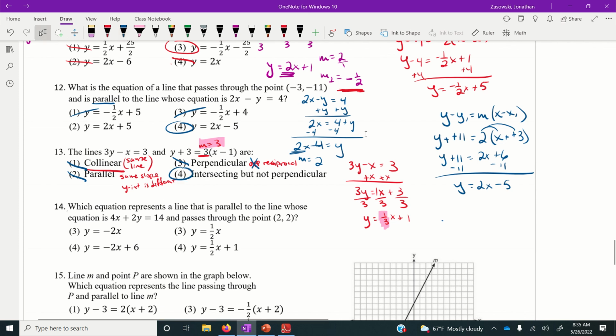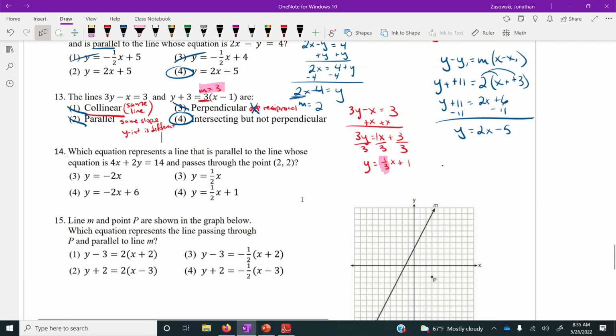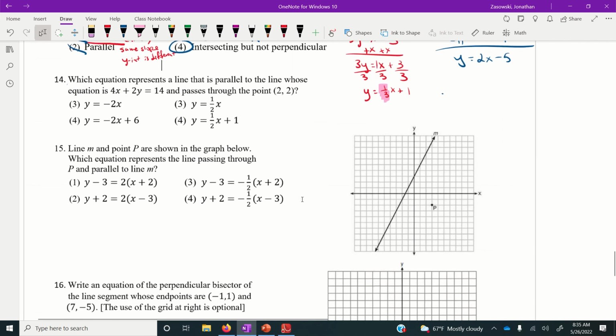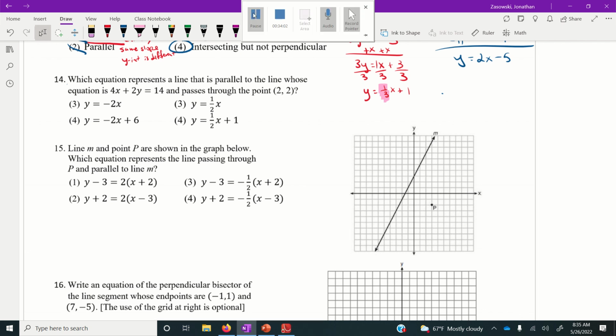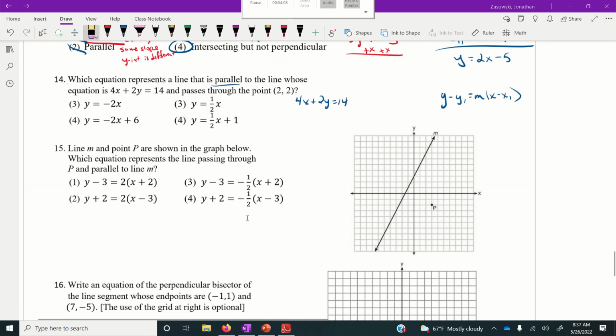All right. Okay. Same thing with number 14. So see if you can try number 14 on your own, and we'll take a look at it together. Let's go ahead and pause it. Try it for yourself. All right, and hopefully you picked choice 4. So let's take a look at it.